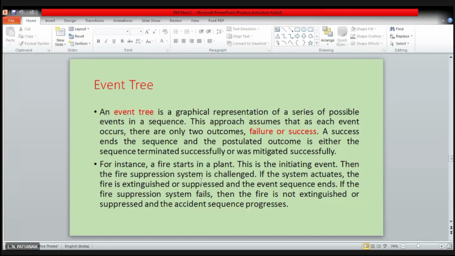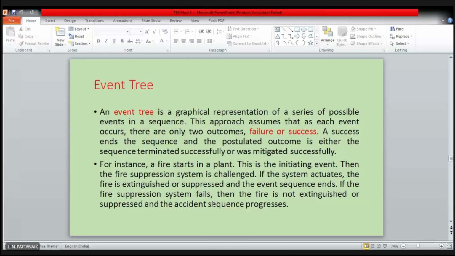For instance, fire starts in a plant. There is a fire accident. This is the initiating event. Then the fire suppression system is challenged. There must be some fire suppression system that will sense the smoke, then maybe sprinkle water. So that is a fire suppression system. It will be challenged, so it will come into action.